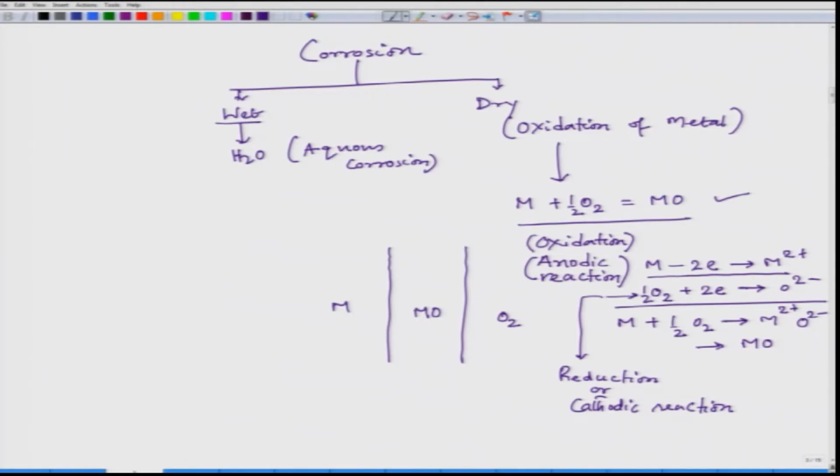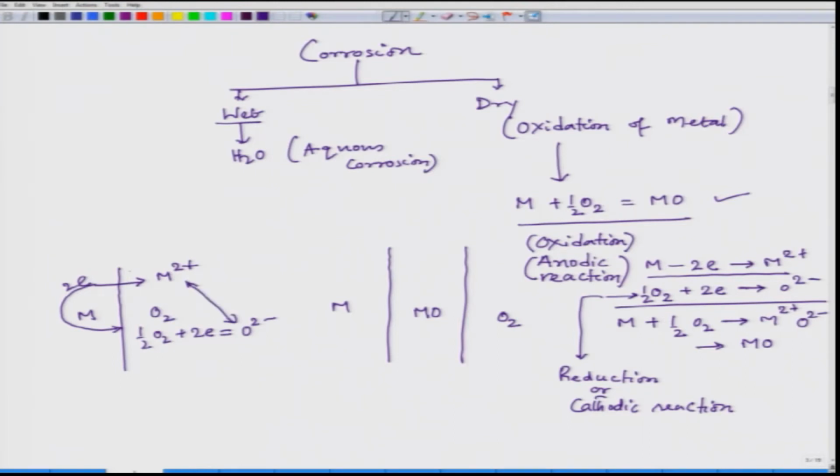Now, the question is, 2 reactions are done. In the beginning we have only the metal surface, we have oxygen and then metal. So at this place we have M2+ formation, so 2 electrons are released in the metal. These 2 electrons flow through that conductor, and here half oxygen takes 2 electrons and forms O2-. So these two are reacting.